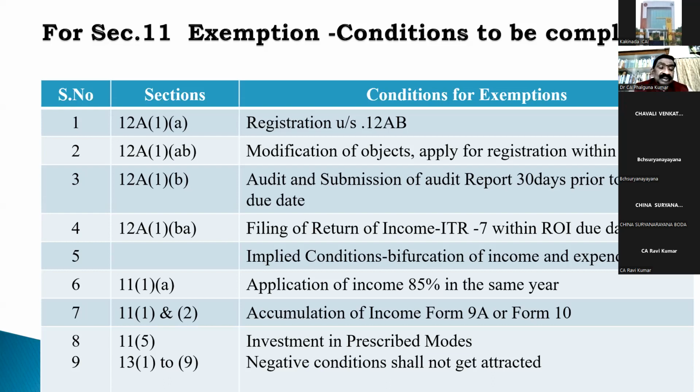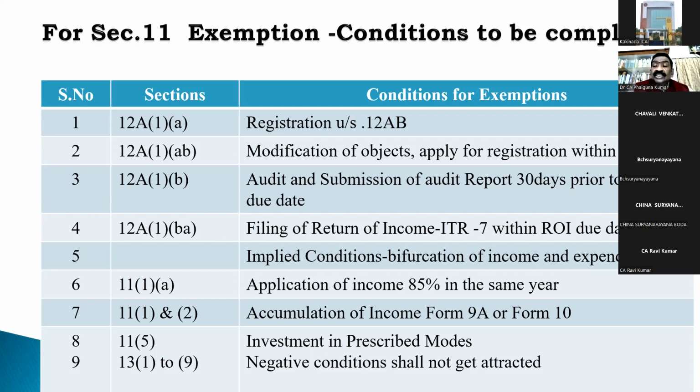Whether the total section 11 exemption shall be forfeited or not was a controversy. The 2022 Finance Act has specifically said that only to the extent of that violation, it becomes taxable income, attracting 30% tax. So that controversy has been settled by the 2022 Finance Act.